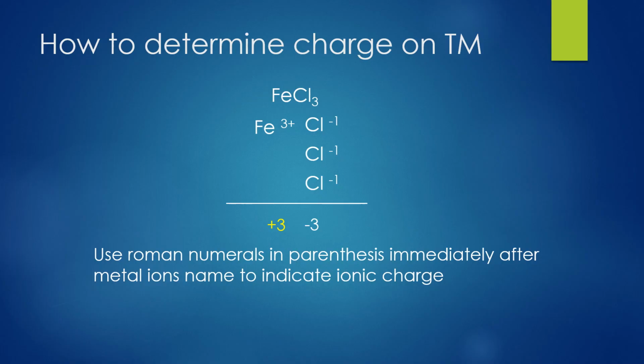So to name this compound, we need to make sure to use Roman numerals in parentheses immediately after the metal ion's name to indicate the charge on that. So for this particular compound, since we know it's got a 3+ charge, we would write the metal name, iron, then Roman numeral 3 to indicate it's a +3 charge ion, and then the chlorine portion we name just like before. Chlorine becomes chloride, adding that IDE ending.